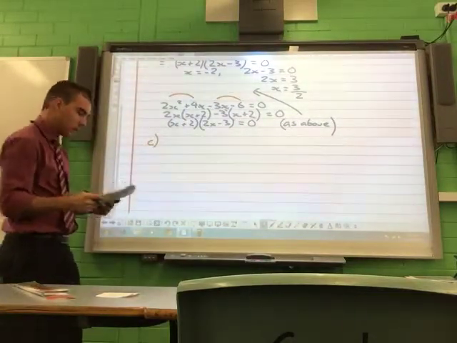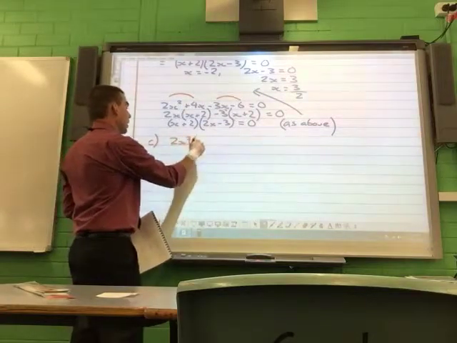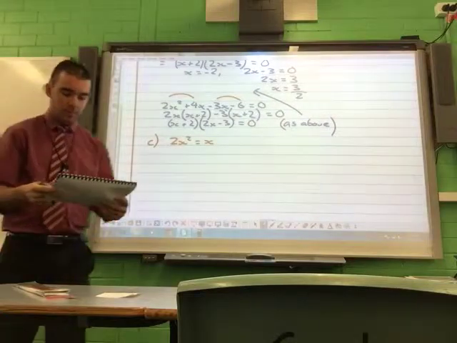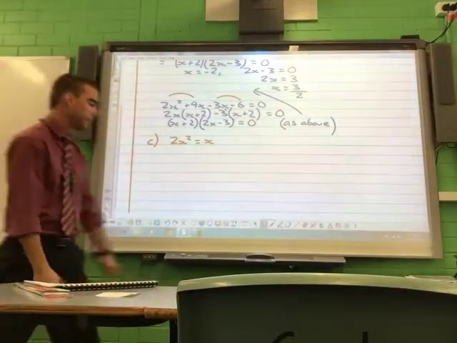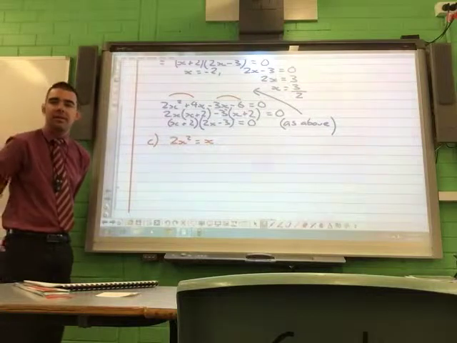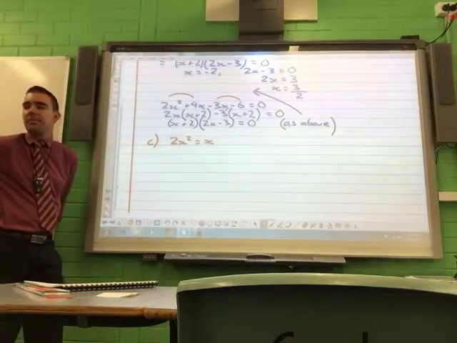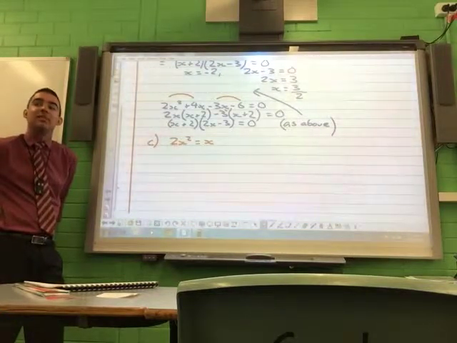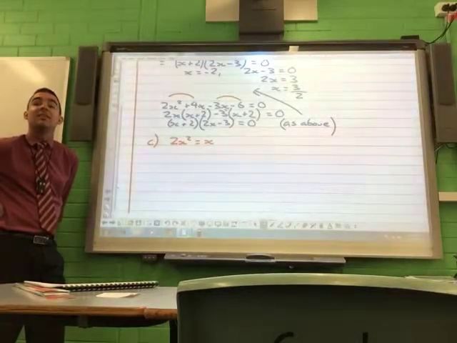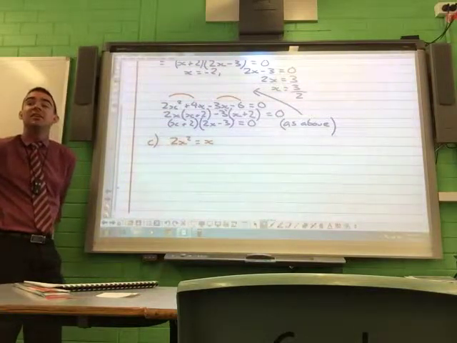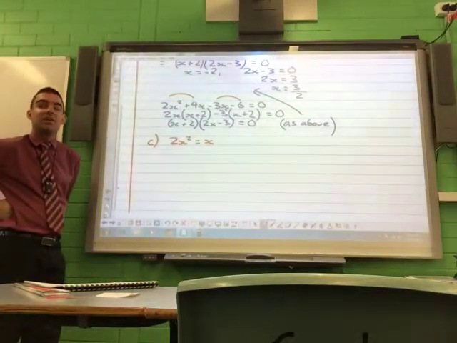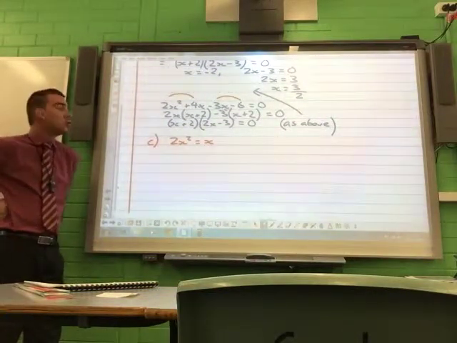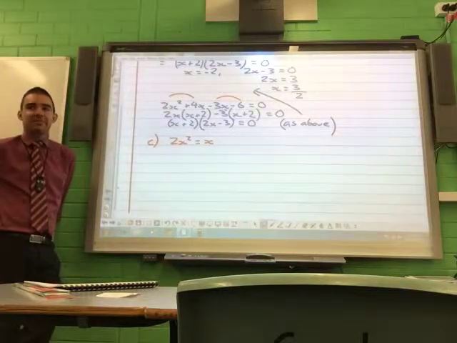Let's see, 2x squared equals x. Right, how am I going to solve this one? Suggestion. Pardon? That'll help me. Yes. Let's solve it, please. Say it again, sorry. So we try and get all the x's onto one side. Good, okay. This is what you do not do. Okay, you do not divide both sides by x.